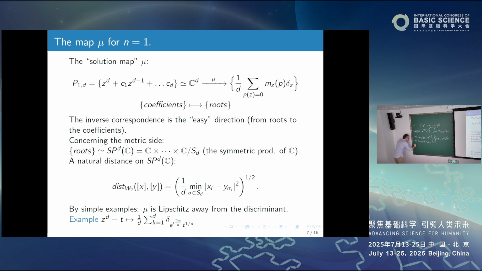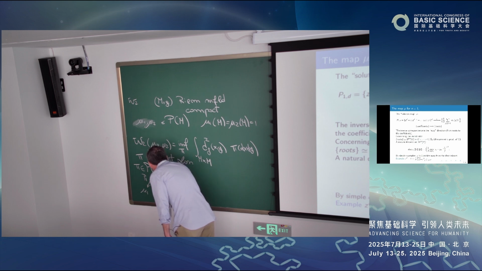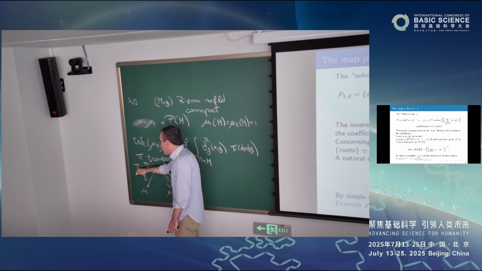And this will be a probability measure over m times m, that when you project on the first variable, you will get mu1. And when you project on the second variable, you get mu2. So this means that mu1 and mu2 are marginal probabilities of pi.